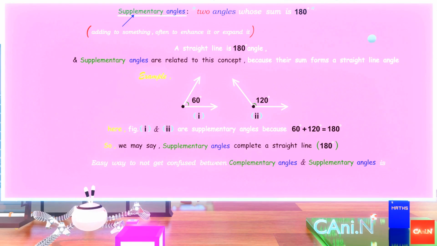Easy way to not get confused between complementary angles and supplementary angles is: complementary starts with the letter C and supplementary starts with the letter S. Here, letter C comes first in the alphabetical order. Also, number 90 comes first in the numerical order. So, assign letter C with number 90 and letter S with number 180.